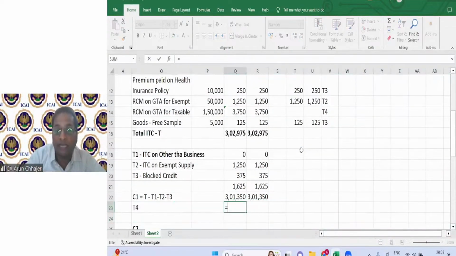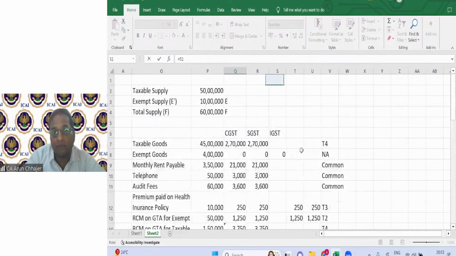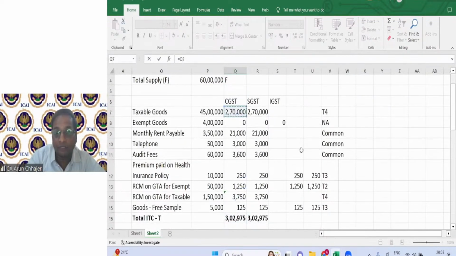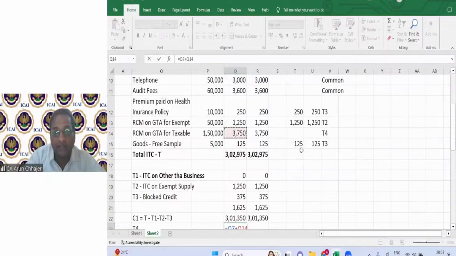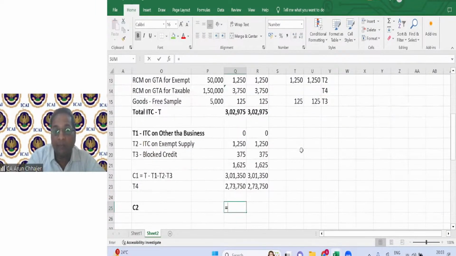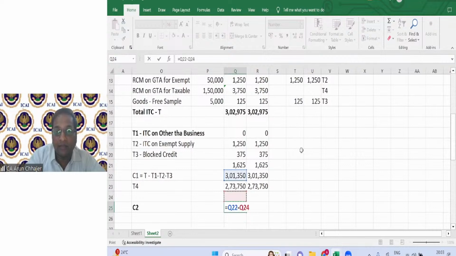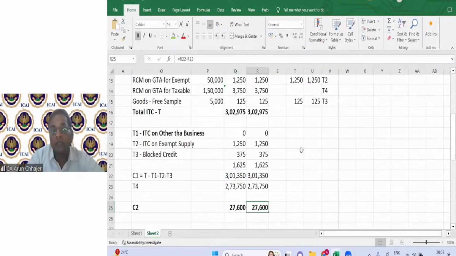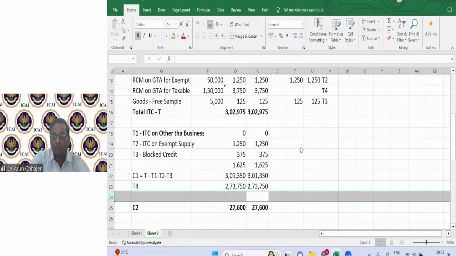Exclusively linked to the taxable supplies. First one, 270, 270, and then 3750. It is linked to the taxable, and the balance portion is my ITC, which is common credit. The common credit portion is the common on which I need to apply the formula. Correct? So now you have the C2 in front of you.